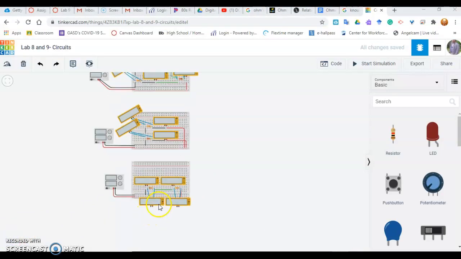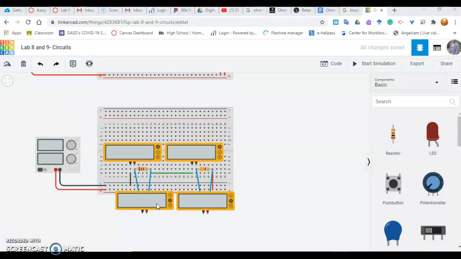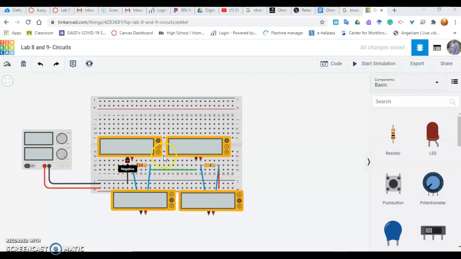Okay, so all three circuits are assembled here. I'm going to zoom in on them one by one. Taking a look at the series circuit here, we have our power source. It is wired into the negative bus line. Going through the negative bus line, we have one wire coming off of that. That goes into this ammeter right here. And then after coming out of the ammeter, we go through a resistor.